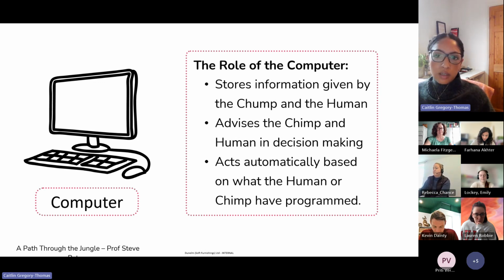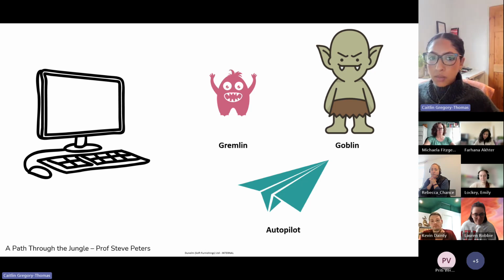So our computer operates quickly, and it advises our chimp and human in making decisions. Because of this, it's really important to check what's stored in your computer, because both the chimp and the human are able to fill it with information. And I'm sure you can imagine from the previous slides, the chimp is likely to fill it with things that are much more emotional and irrational, and then the human is going to be much more rational and objective and use evidence with what it would program the computer with. So we've got more helpful and more unhelpful beliefs in there. And what's stored in the computer is what we're going to focus on in more detail.